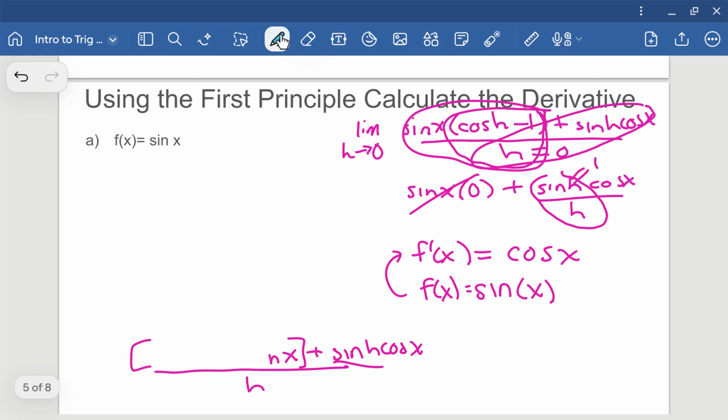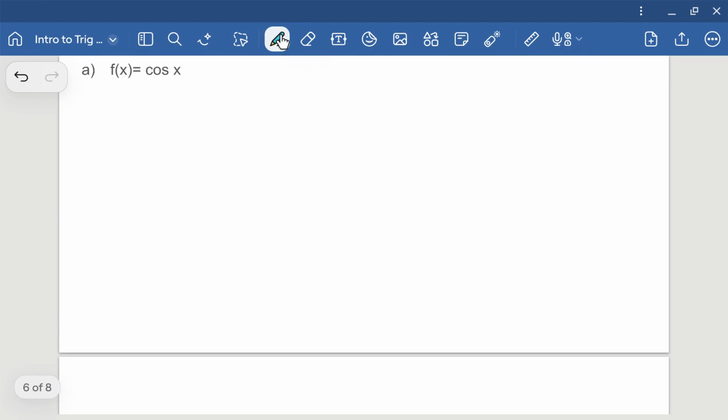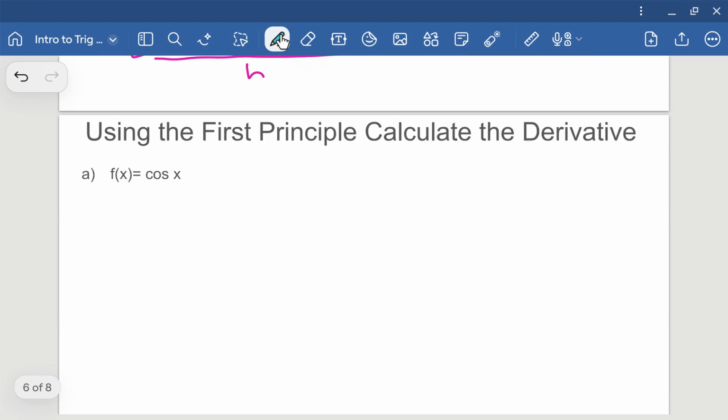Again, this is something to remember, but if you forget, just use the first principle to figure it out once more. Our next one is to take a look at the cos of x derivative. We're going to do the same thing. To find f prime, I'm looking at my limit as h tends to 0, and I'm plugging in cos of x plus h minus cos of x. Just looking at that first principle.